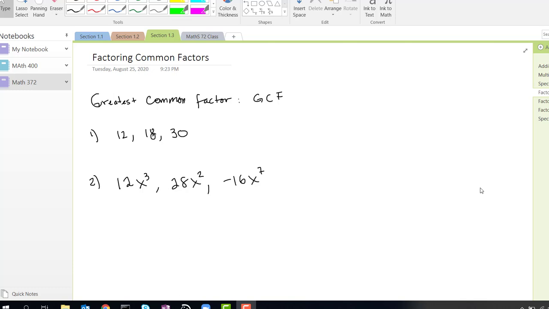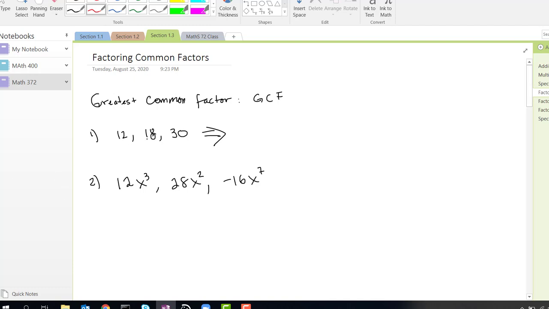Hi there, in this video we're going to continue section 1.3, factoring common factors, and I'm going to start with the greatest common factor, abbreviated GCF. So we'll do an example with numbers first and some variables. So the greatest common factor for numbers is what factors they have in common, but then the greatest means you want to take out the largest.